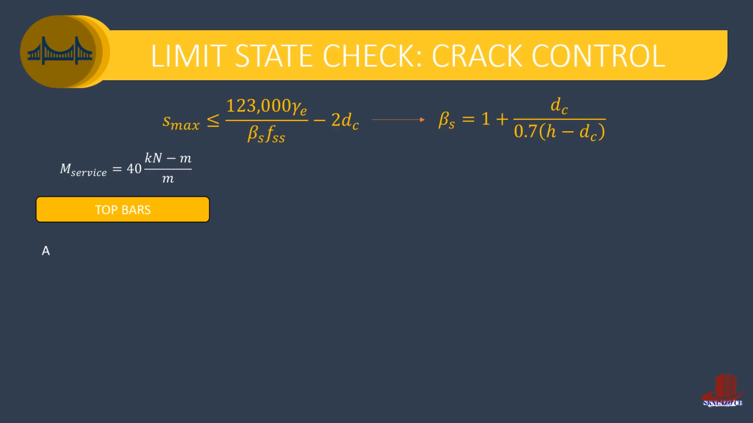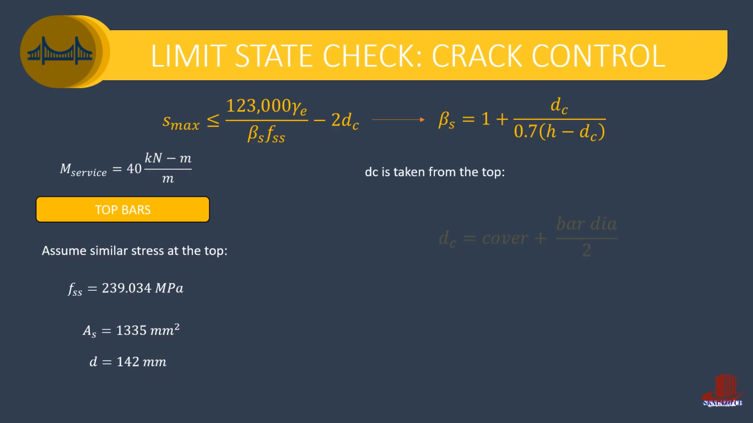Now for the top bars. We assume similar stresses at the top, which gives fss of 239.034 megapascal. The steel area at the top is 1,335 square millimeters, and d is 142. However, βs requires dc, which is computed as the cover plus the radius of the bar, where the cover from the top is 50 mm, then add half of 16 millimeters to come up with 58 millimeters.